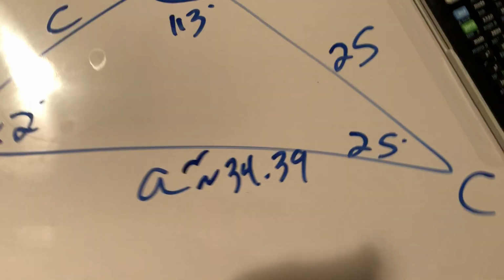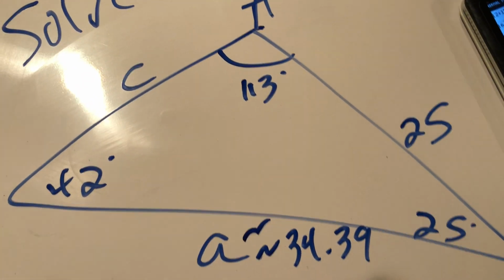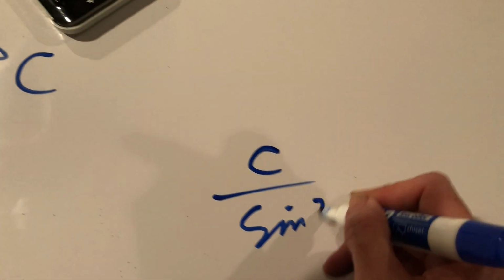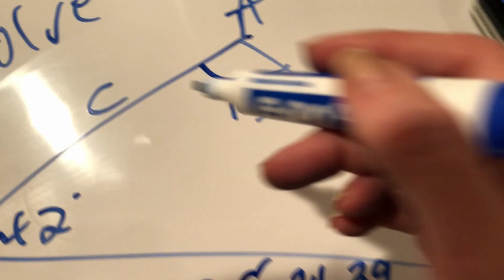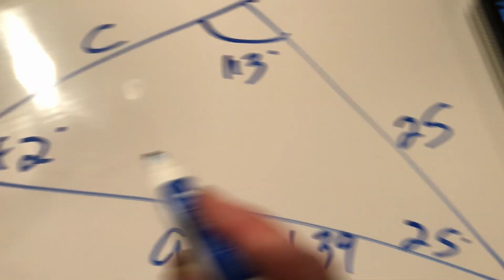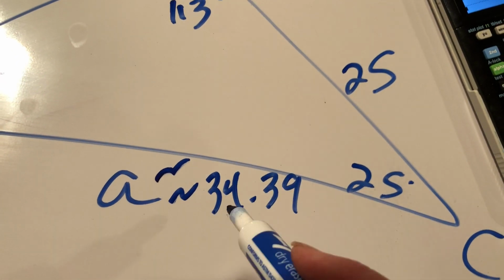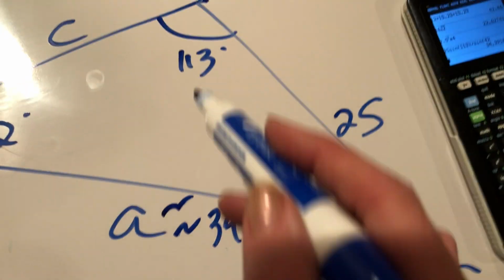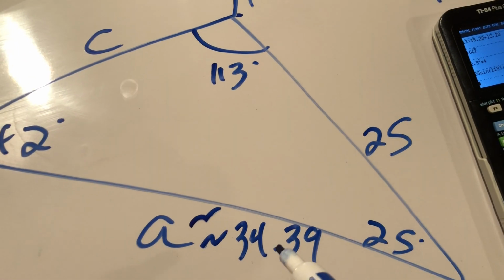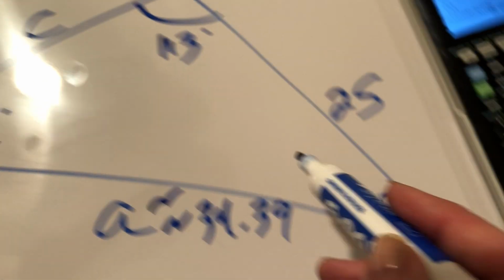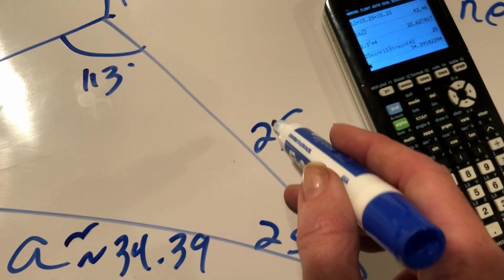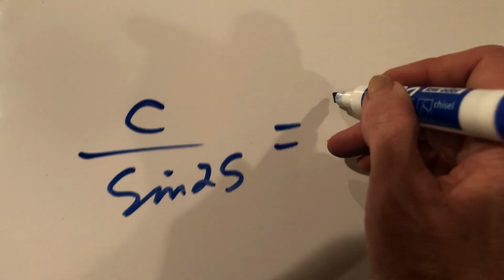To set up for side C, I'm going to put little c over sine 25, because that's the side and the opposite angle right there. And then I'm going to use 25 and sine 42 again, because those are what I'm given. I don't want to use an estimation, because if I used an estimation and then round again at the end, it throws it off too much. So c over sine 25, and then 25 over sine 42.